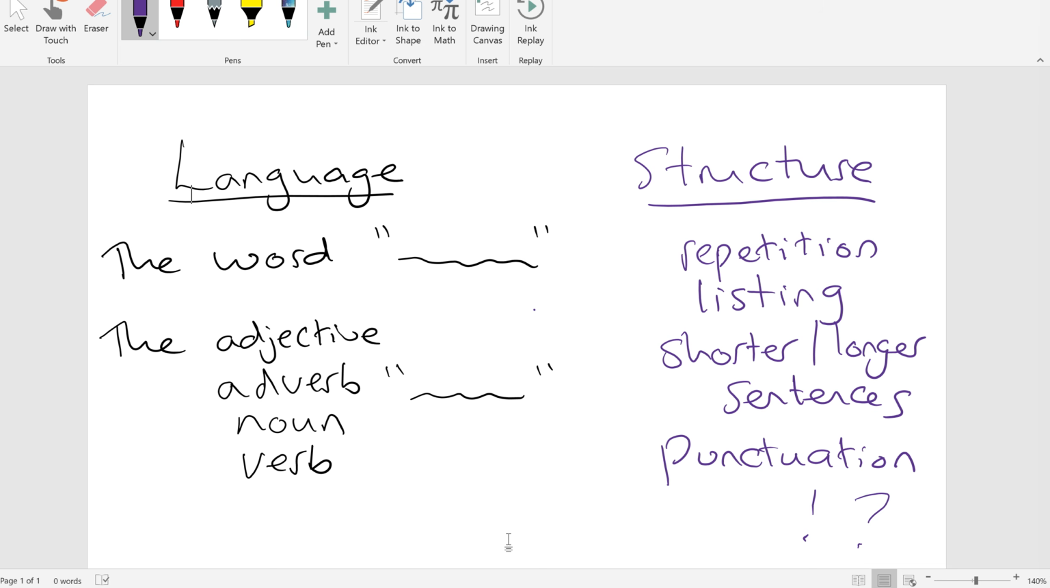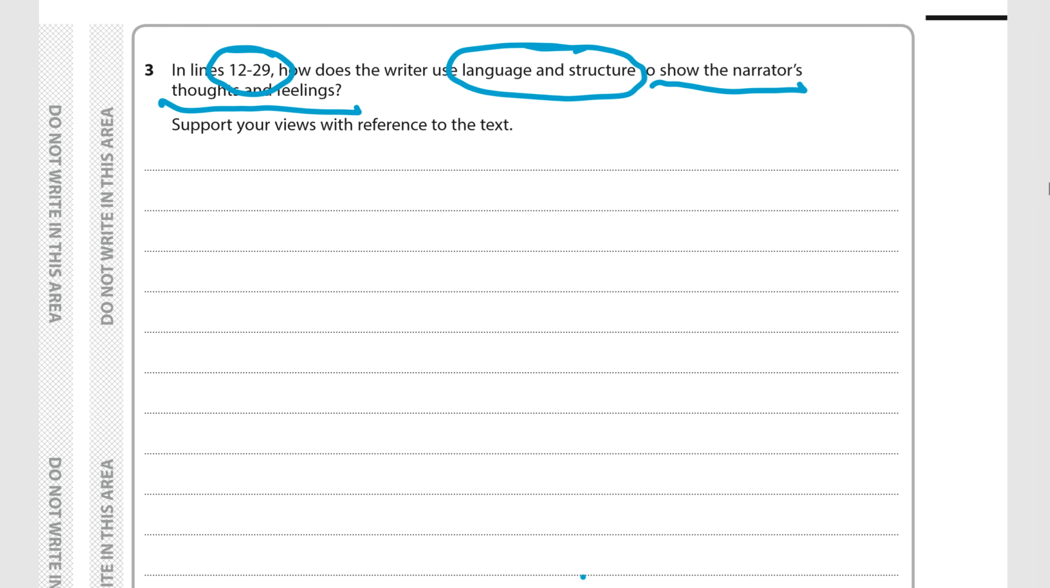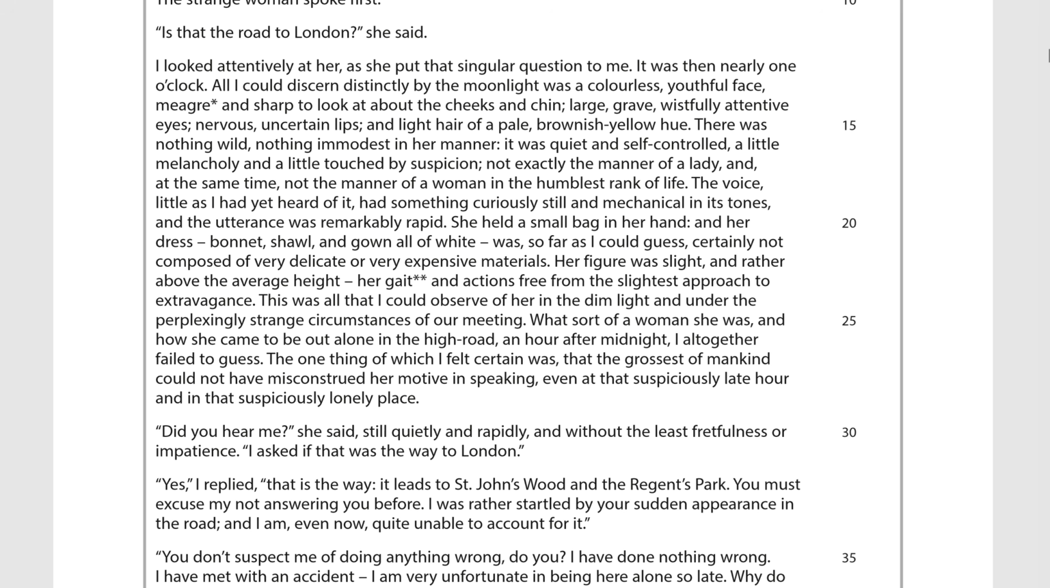Okay, so let's have a look at the paper. So remember, it was lines 12 to 29, so it's a really good idea to mark those out so you don't use the wrong lines, okay? And what I'd like you to do is to pause the recording and see if you can find at least one example of a word, which would be language, and at least one example of some kind of structural feature, and think about for both of them, which show the narrator's thoughts and feelings.